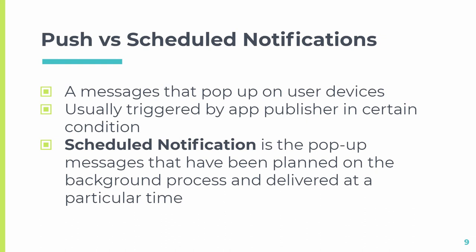And what is a scheduled notification? Okay, a scheduled notification is a pop-up message that has been planned beforehand in a background process, so it will be delivered at a particular time. Okay, so for instance, you set an alarm that needs you to wake up at 7 a.m. the next morning. So the notification probably shows up to you before that time and tries to wake you up. Yeah, just like the alarm in your phone does the same thing also.